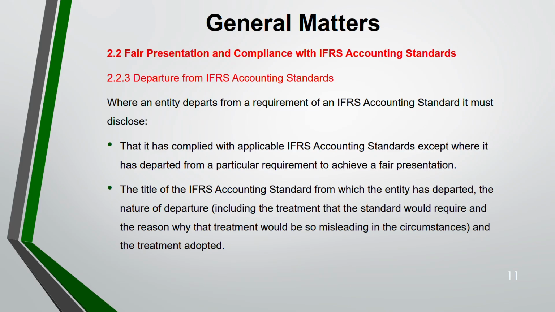What are the things you have to disclose? Which IFRS? Title of IFRS means, is it IAS 16? Is it IAS 38? Is it IFRS 9? Which IFRS did you depart from? That you have to write. The title of it. Then, what is the nature of departure? That means the treatment that the standard would require, and the reason why that treatment would be misleading in the circumstances, that you have to disclose. You can't simply depart and keep quiet about it. You have to disclose why departing was important, and the treatment that you have adopted. That means the treatment that the standard required, why it could be misleading, and the treatment that you have adopted.